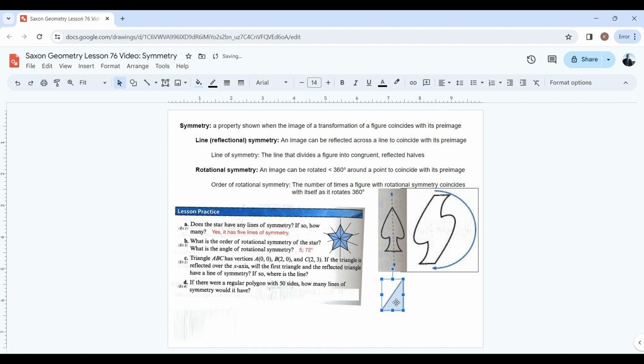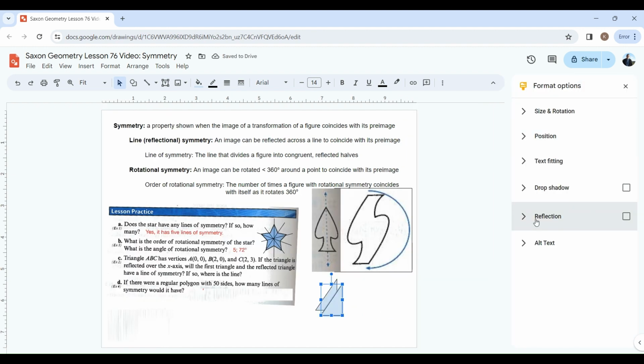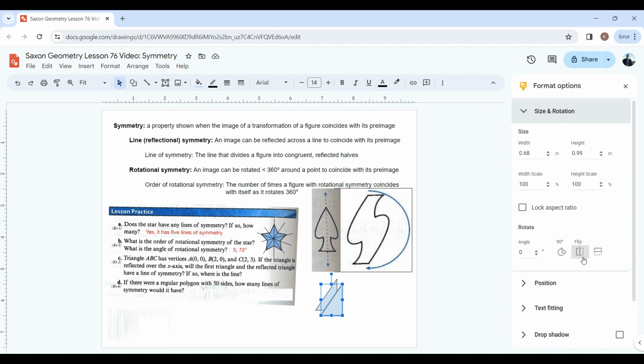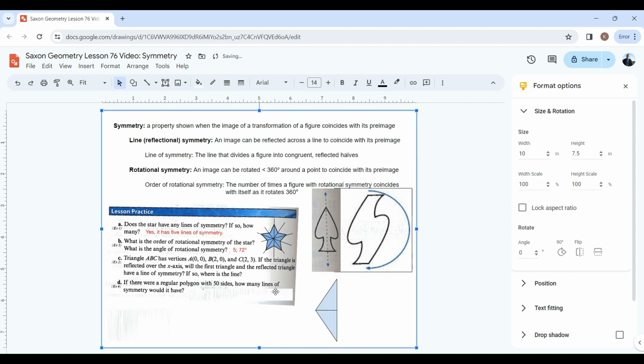Now it's saying we're going to take this and reflect it over the x-axis. Here in drawings, I can do a reflection by just doing a flip. And over the x-axis means we're going to do a vertical flip like this, okay? Now the question is, if we do this, does it have a line of symmetry? And the answer is yes. Where is the line? It's the x-axis. It's along the line that we flipped our triangle across.